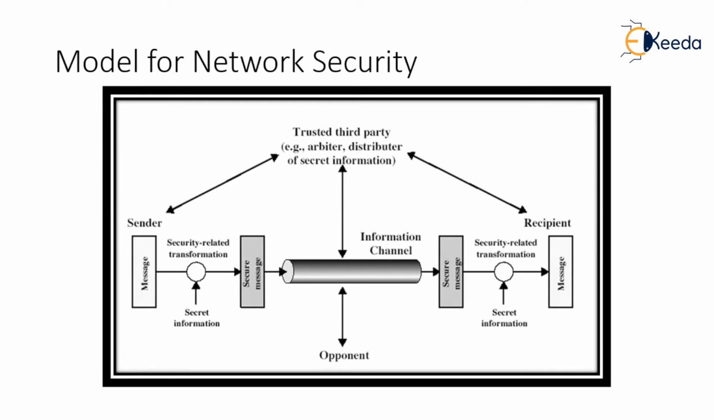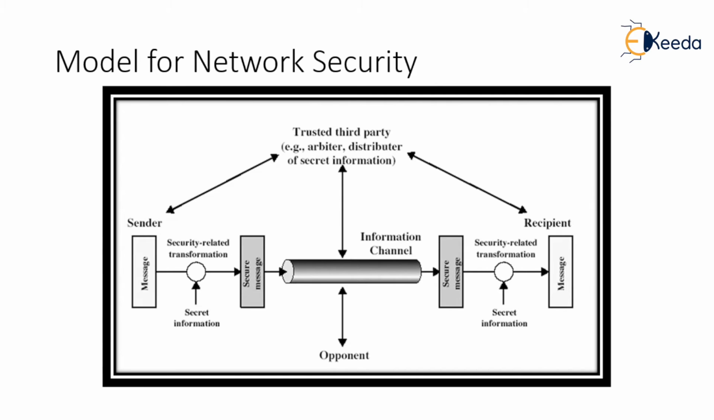This is the diagrammatic representation of the network security model. Here we can see a message is to be transferred from one party to another across some sort of the internet. The two parties who are considered as the principals in this transaction must cooperate for the exchange to take place. A logical information channel is established by defining a route through the internet from source to destination and by the cooperative use of communication protocols. Those protocols can be the TCP/IP protocol used by the two principals.